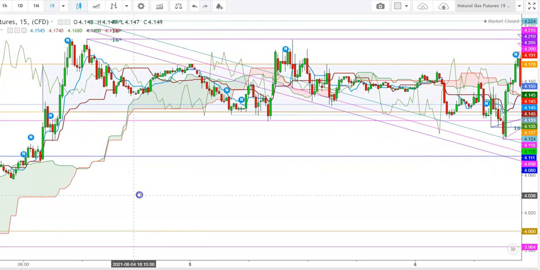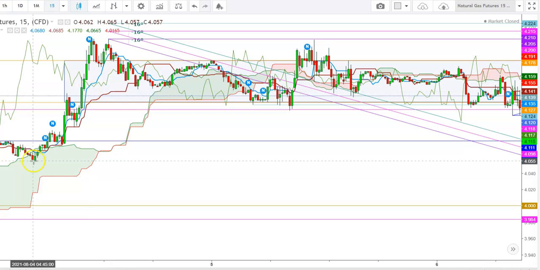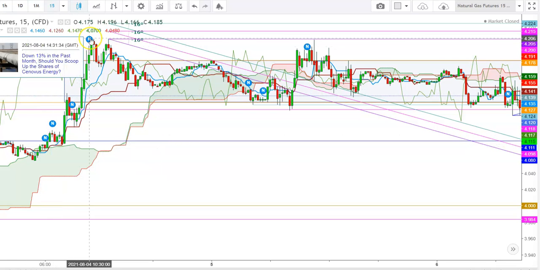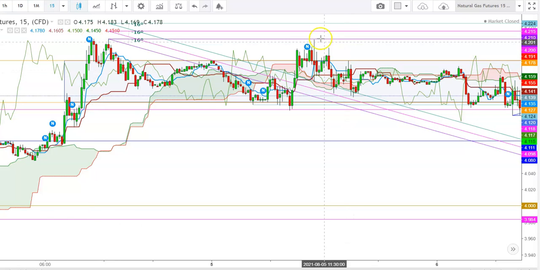So here you can see how the natural gas futures started to move upward from the upper end of the Ichimoku cloud on August 4th when it tested a high at US $4.206. So friends, this was the first time when natural gas tested a high at US $4.205, and once again natural gas futures attempted this level on August 5th.